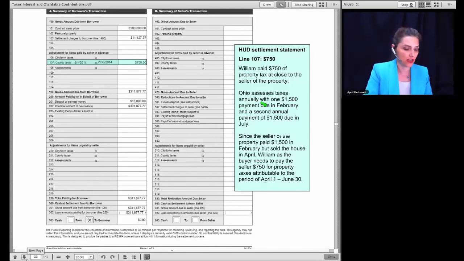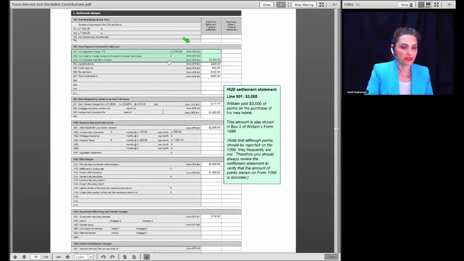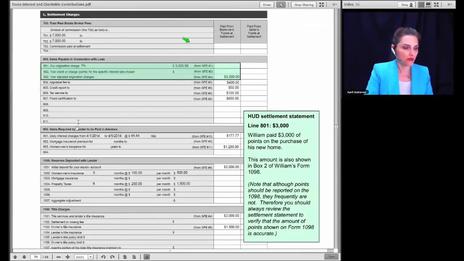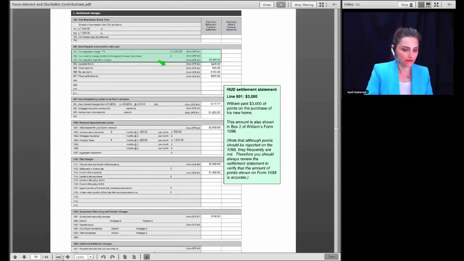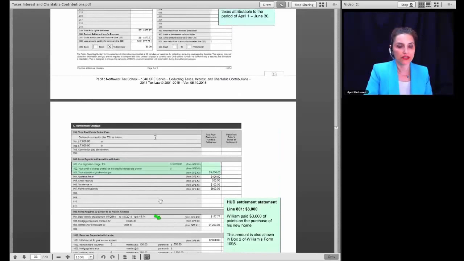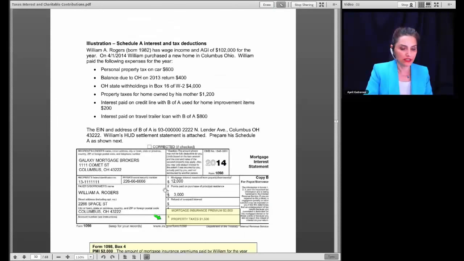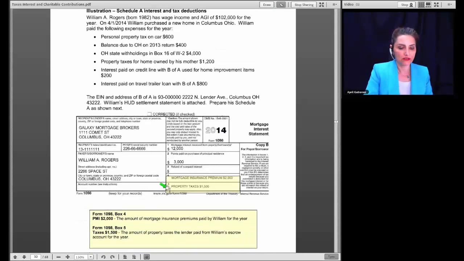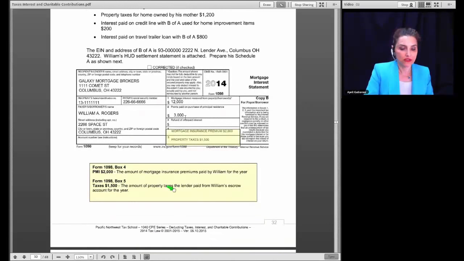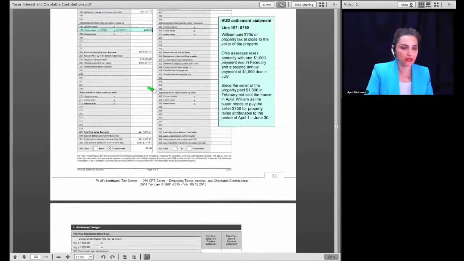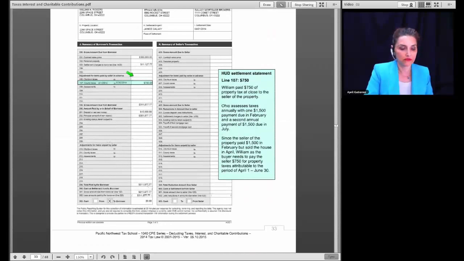We then move over to the next page of the settlement statement, and on this page we can look at the loan origination charge. It was 1%. He paid $3,000, and that amount is going to be deductible to him as points paid. So it all actually lines up nicely with his 1098 mortgage statement, but the mortgage statement up here for the property taxes is only showing the amount that went out of escrow in July. It is not showing the additional amount that was paid out at the time he purchased the house through the settlement.